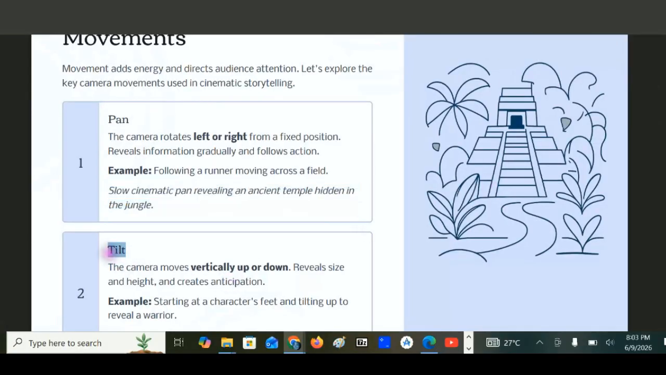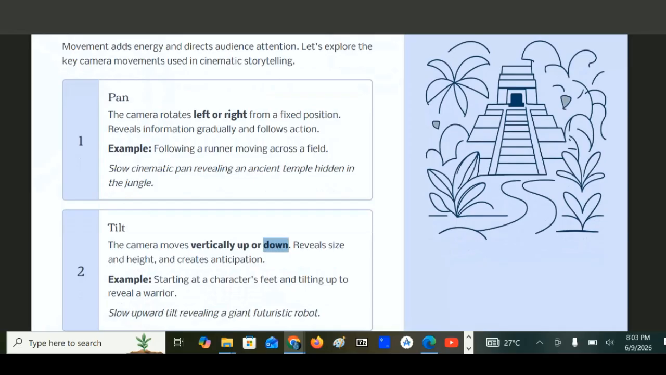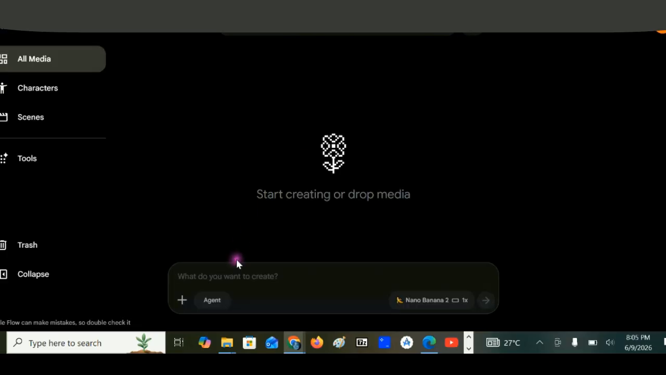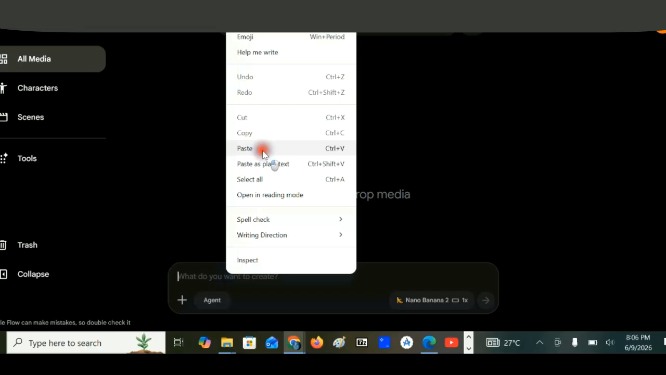Then tilt. The tilt movement: the camera moves vertically up or down, reveals size and height, and creates anticipation. Example, starting at a character's feet and tilting up to reveal a warrior. Slow upward tilt revealing a giant futuristic robot. So let's prompt this. I'm going to prompt it and see how it looks.